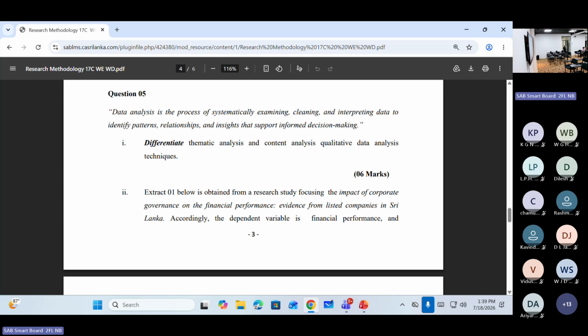Right. Content analysis. Next person. Black color t-shirt. Content analysis. Never give up. Content analysis is also same.